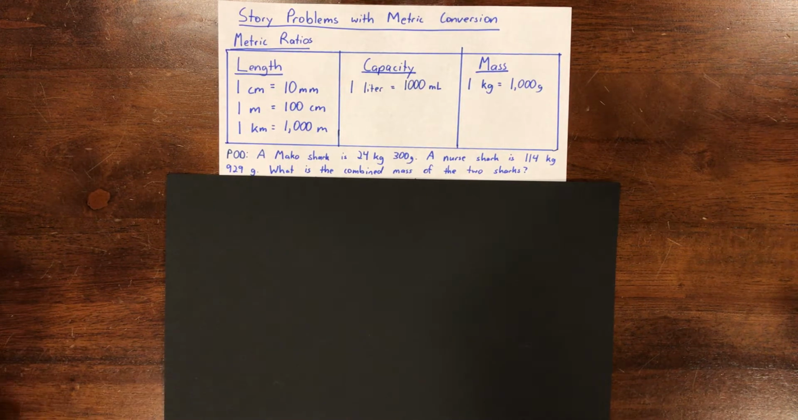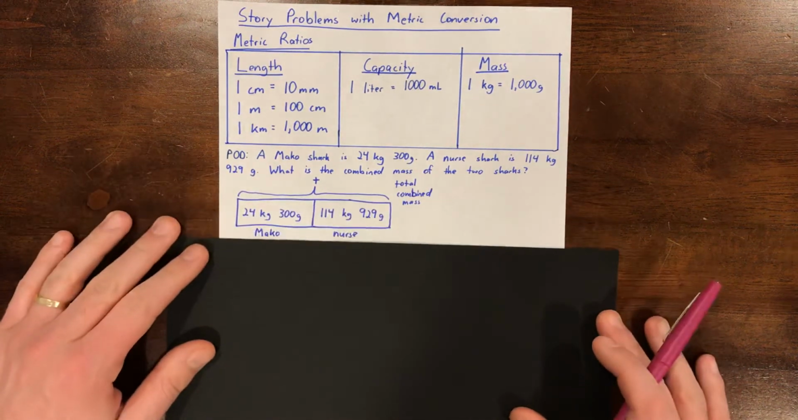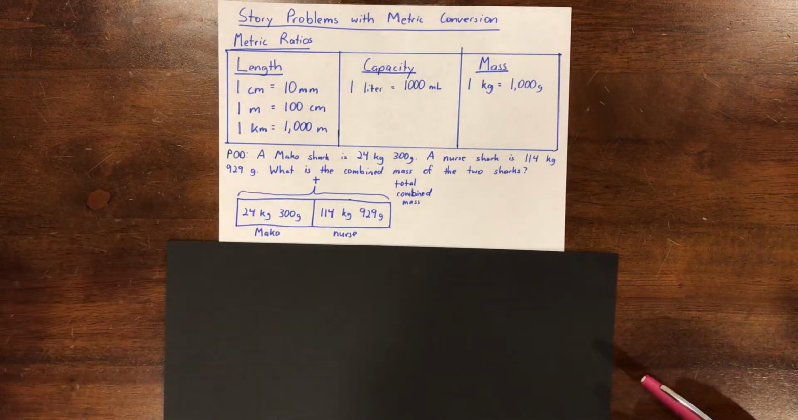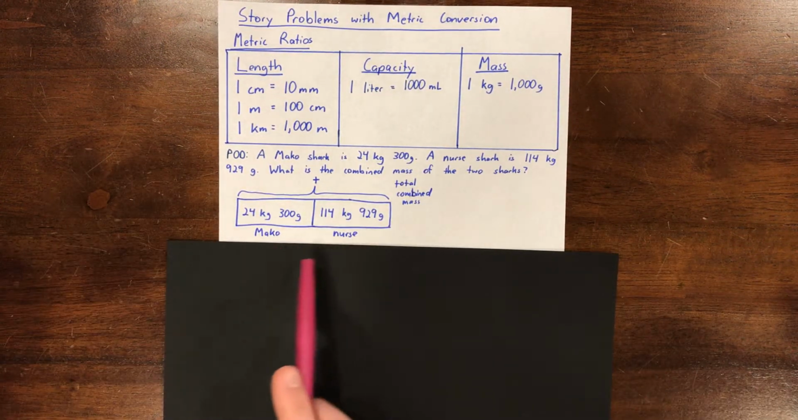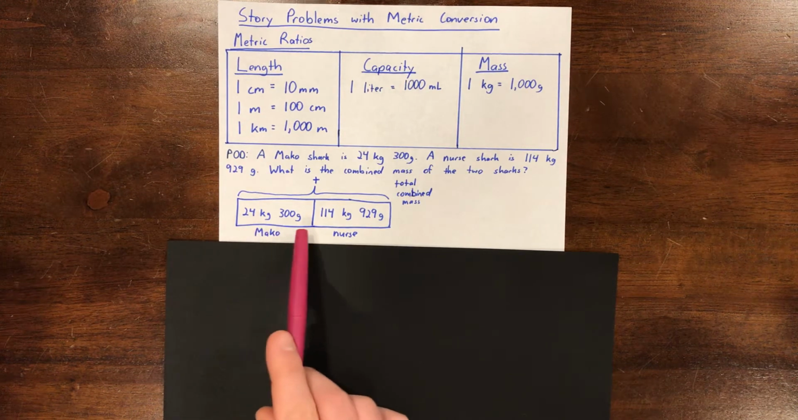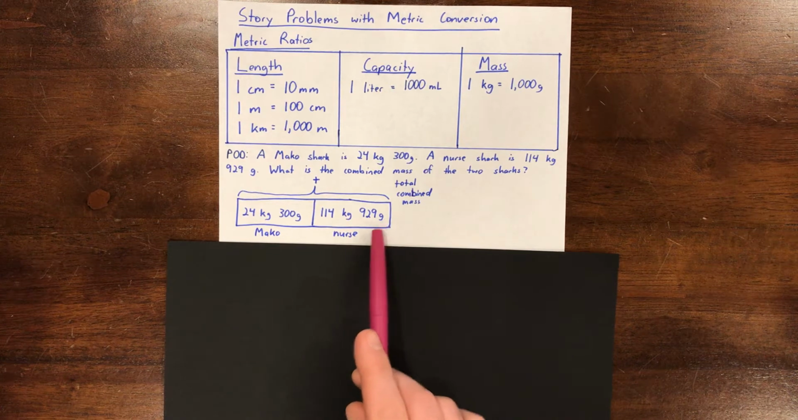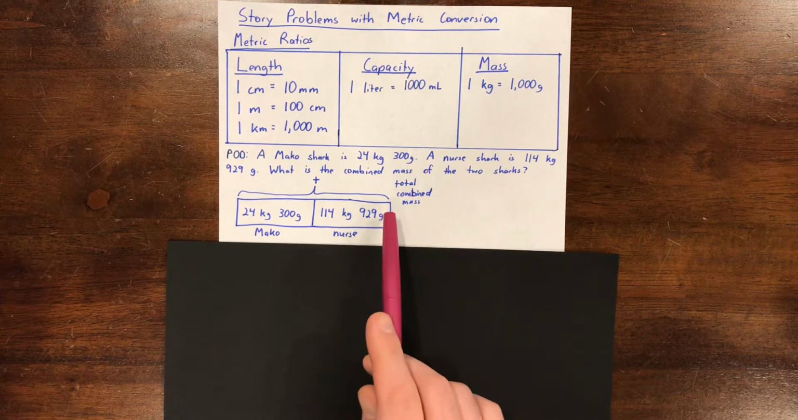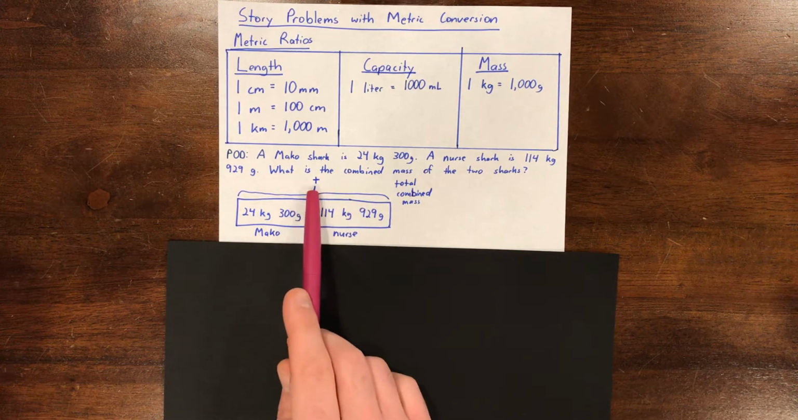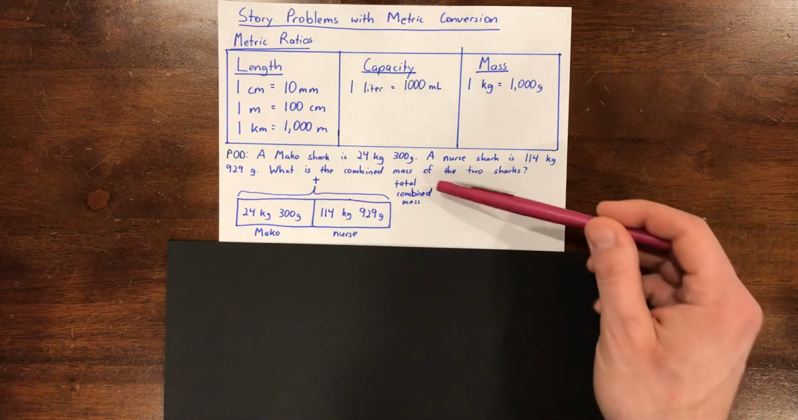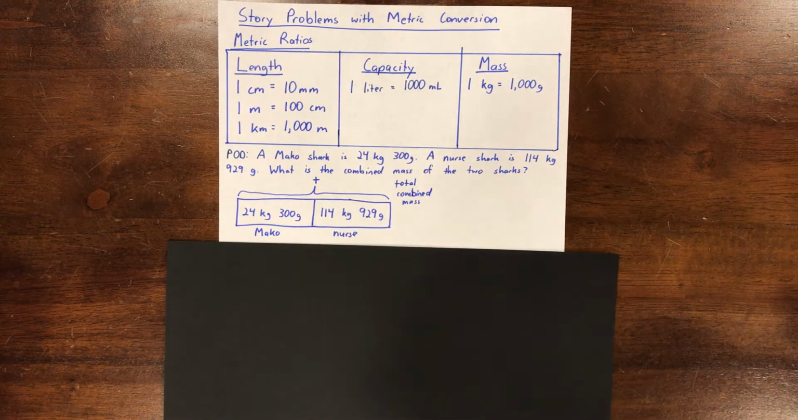Yeah, there's a lot of different ways that you might have said to do it. One way that could make sense is a tape diagram, right? We've got two parts here, 24 kilograms, 300 grams for the mako shark, 114 kilograms, 929 grams for the nurse shark. And we are trying to combine those parts to find the total, right? The total combined mass of the sharks. That's what we're being asked to figure out in this problem.